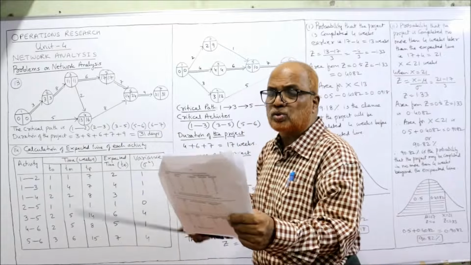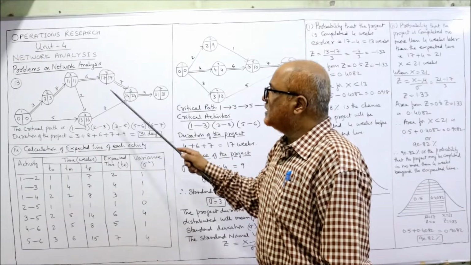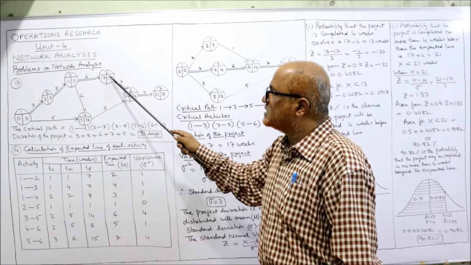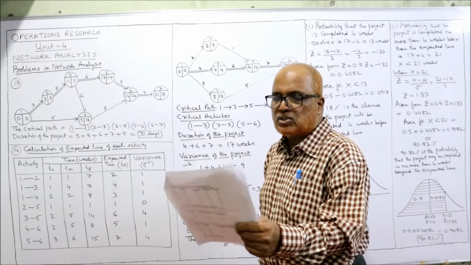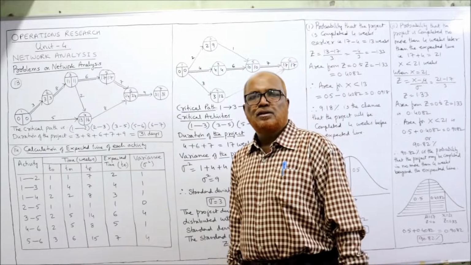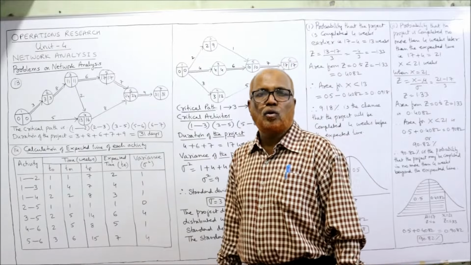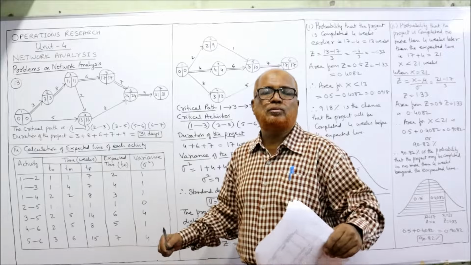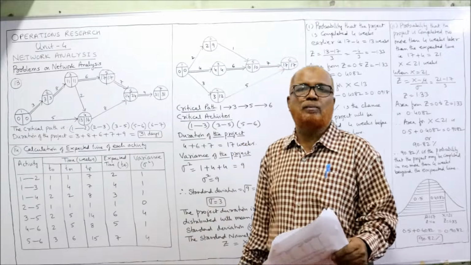Then the next ones, 4 to 6 and 5 to 6. This is the 6th event. The last one is 6 to 7. That's it. You need a lot of practice in drawing this diagram. Without seeing the solution, you must try to draw it yourself. Then only you will be able to learn.